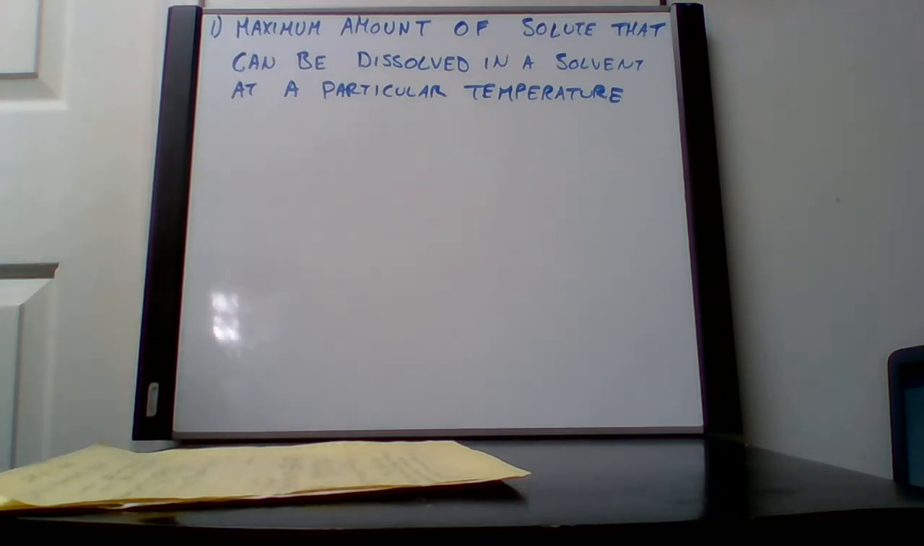Welcome to 3.6, solubility product. As you'll see in your notes, your first thing to do was to define solubility. This is something you should all be aware of. Solubility is the maximum amount of solute that can be dissolved in a particular volume of solvent at a particular temperature.